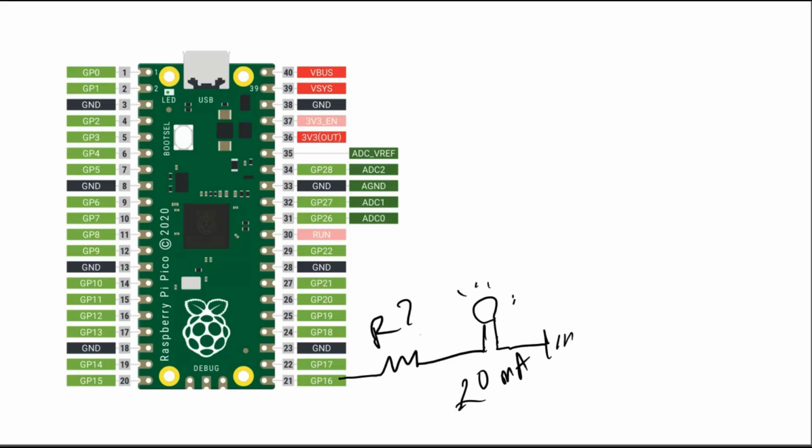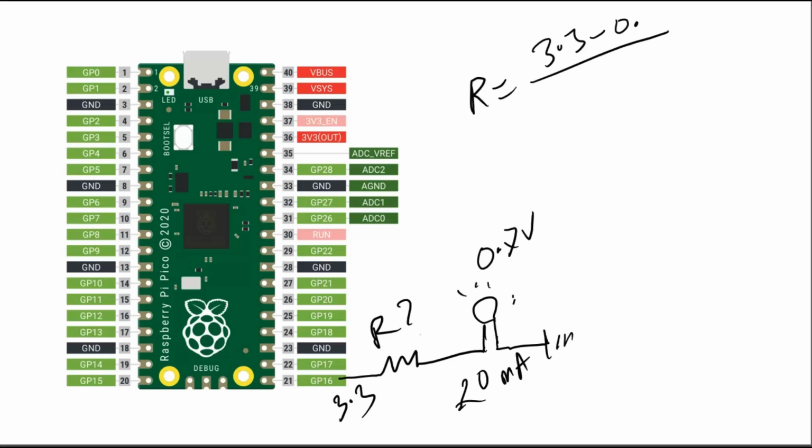To find this resistance, the output voltage of this Pico is 3.3 volt and there will be a voltage drop of around 0.7 volt across this LED. So you can write the equation for R like this: it will be 3.3 minus 0.7 over 20. You will find the resistance value by using this equation. If I calculate this, considering it as milliampere, anything greater than 130 ohm is perfect for this one.